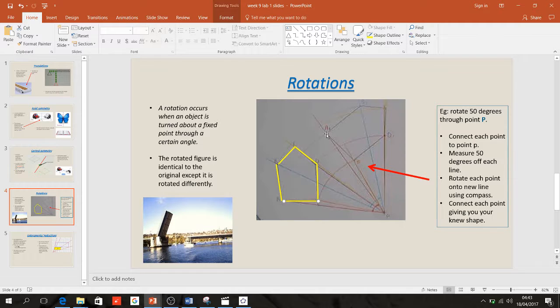You connect each point now, which creates your new shape. As you can see, it is up here. Now note that this shape here is identical to the original, however it is rotated differently. So that essentially is rotations.